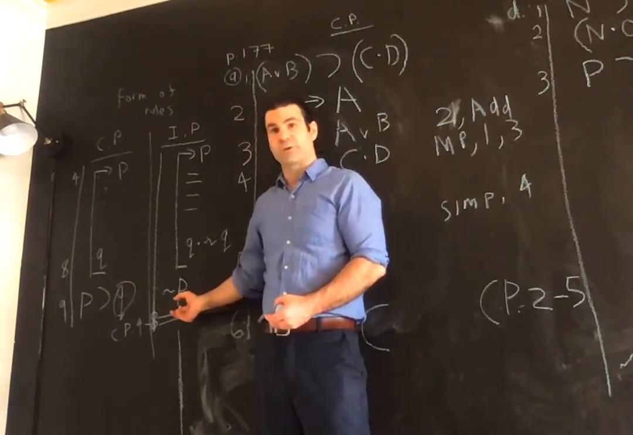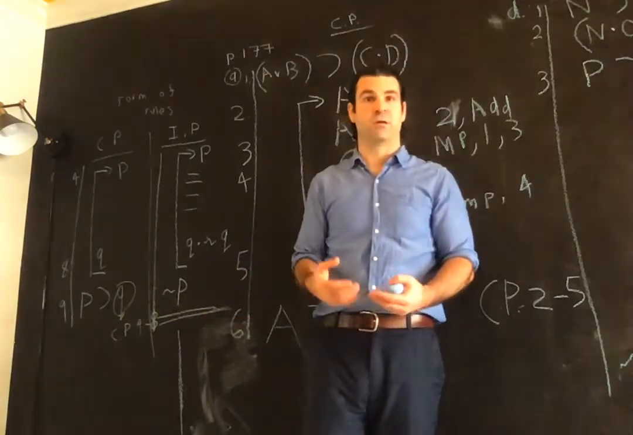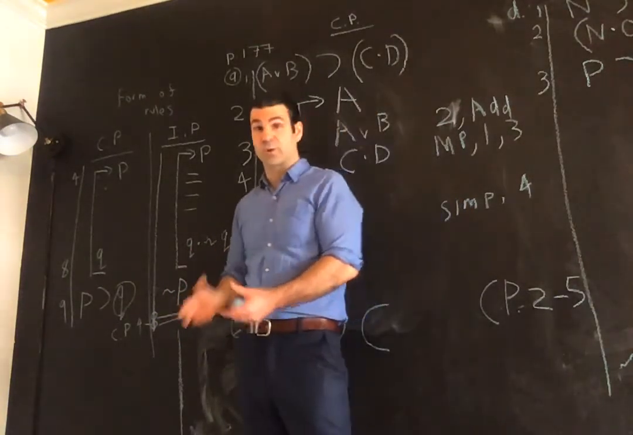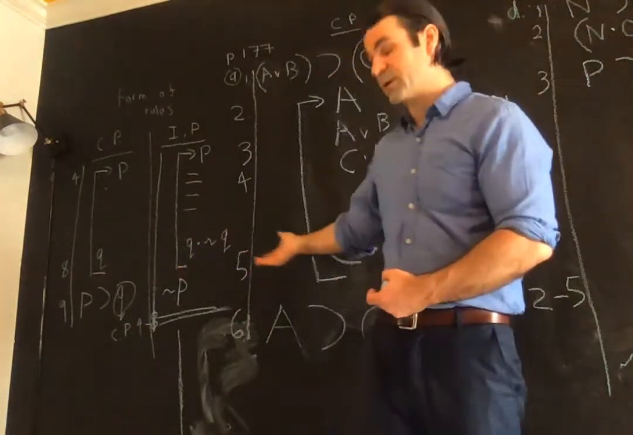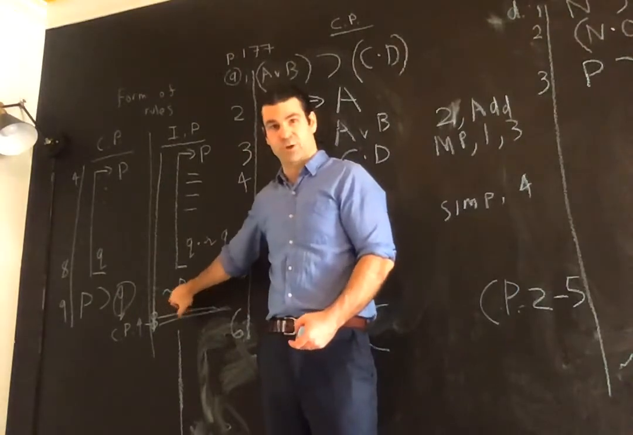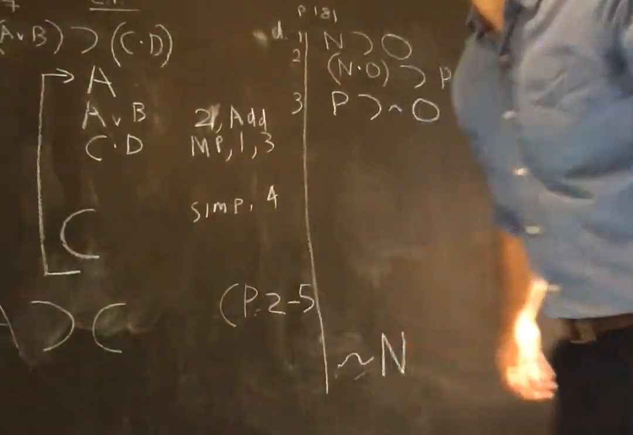The form of the conclusion for indirect proof is always not P, which means P is a sentential variable, so it can be any formula at all, but it has to be that the major operator of the overall thing is a negation, right? It has to be not P. So it can't be a conditional, can't be a disjunction, can't be a conjunction, and so on. It has to be a negation, right?